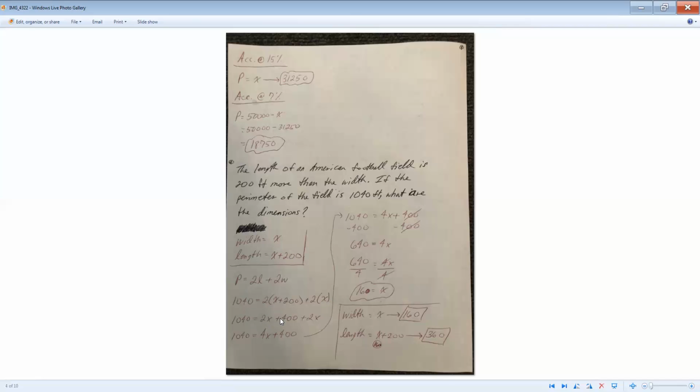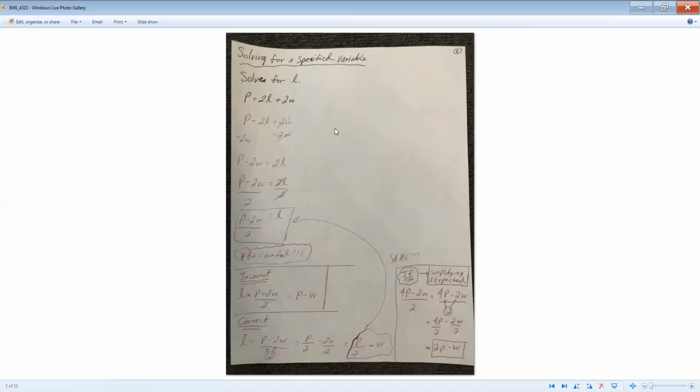The distribution, that is 2X plus 400 plus 2X. Combine your like terms, 2X and 2X is 4X. Subtract 400, that's 640 equal to 4X. Divide by 4, that's 160. And so that means our width is 160, and then 160 plus 200 would be 360 for the length.